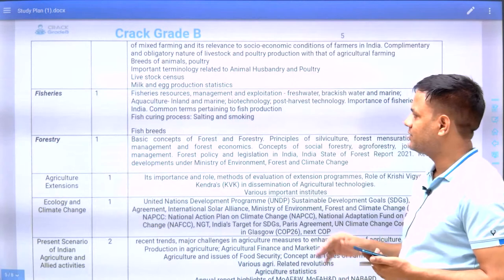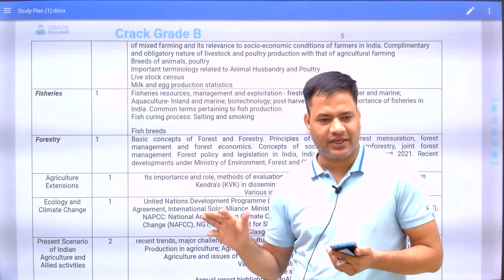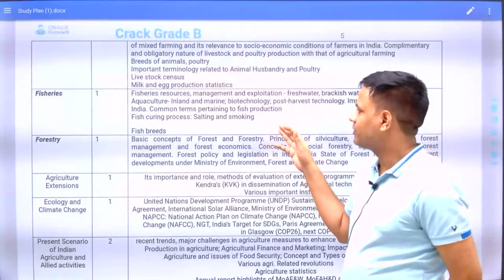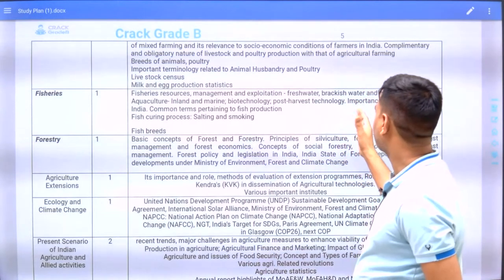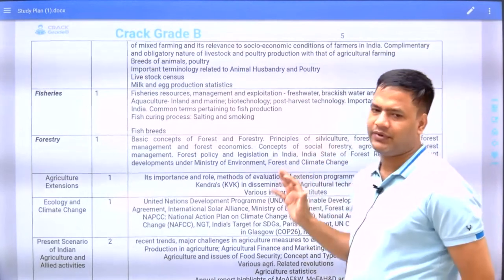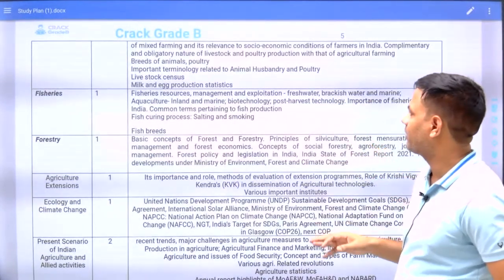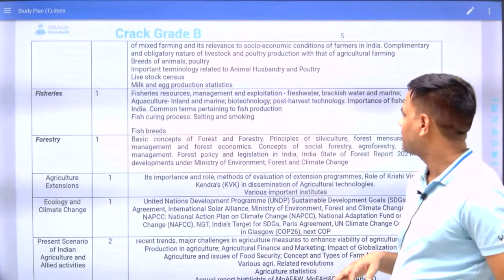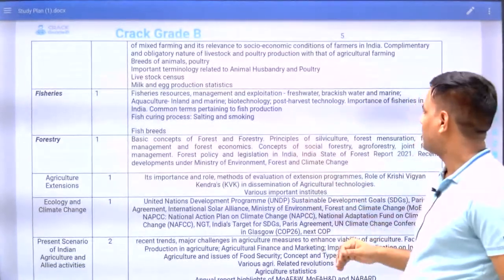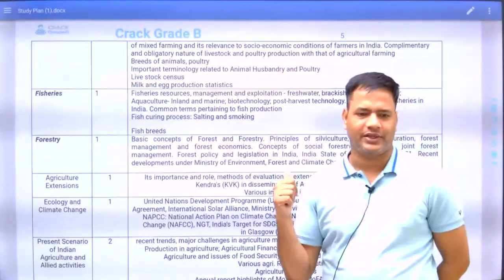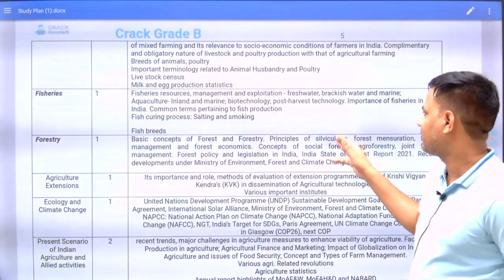Next is fisheries. Fisheries is also a vast subject, because there are a lot of things related to fisheries, like freshwater, brackish water, and marine aquaculture. You should know these definitions: what is freshwater, brackish water, and marine aquaculture, inland and marine aquaculture, freshwater fisheries, brackish water fisheries, marine fisheries, and post-harvest technology. Last year they asked one terminology related to post-harvest technology from fisheries.